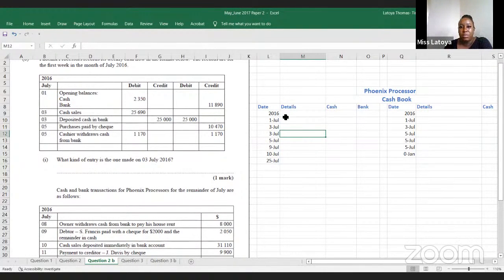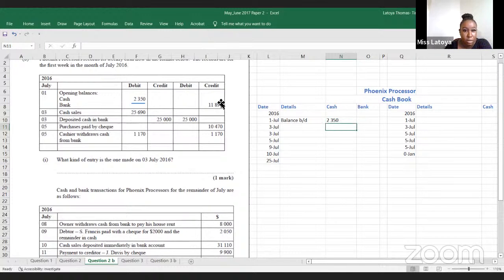So for the first transaction, our opening balance on the first, we have our balance brought down. And the balance brought down, our debit entry is 2,350. Again, where am I getting that information? It's right here. I'm reading exactly what they give me. So it's that figure, I'm typing it in, 2,350. What else was given on the first?